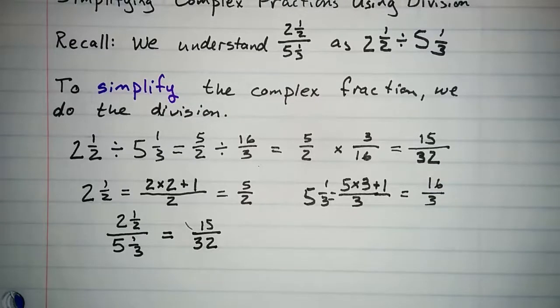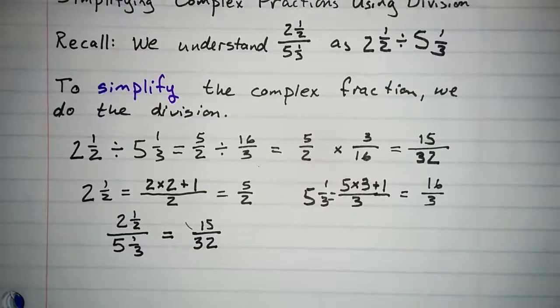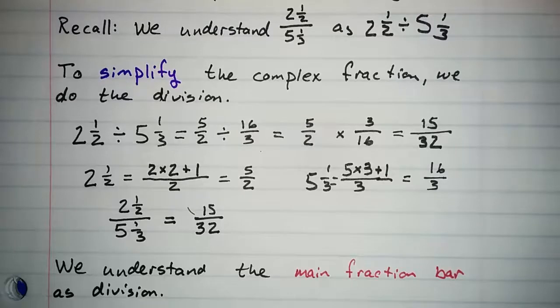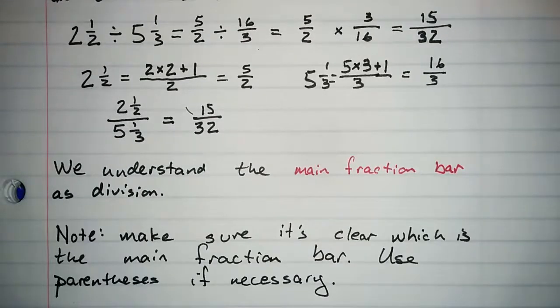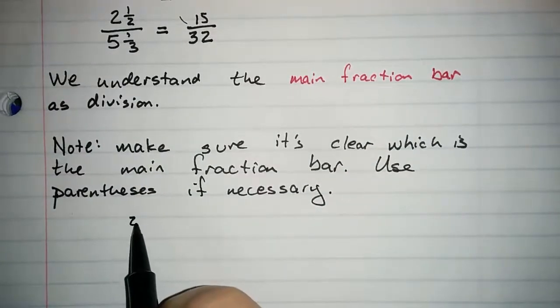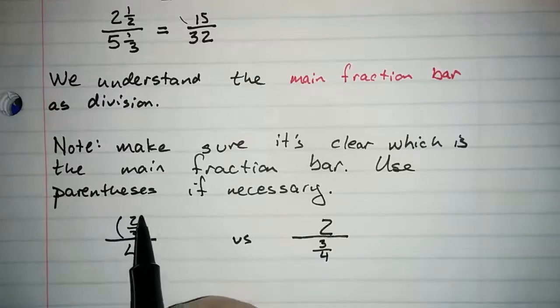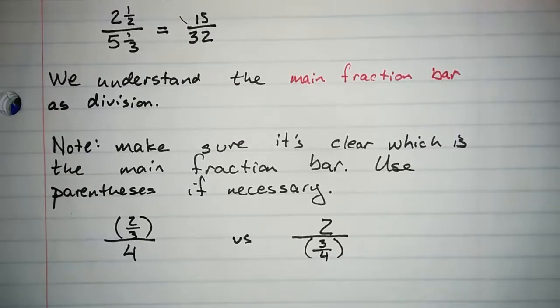And again, how did I do that? I understood the main fraction bar as division. And of course, it's really important which is the main fraction bar. Why is it important to make sure we know which one is the main fraction bar? Well, let's see an example. Let's compare 2/3 over 4 versus 2 over 3/4. And parentheses can help make it clear that this 2/3 is a number in the numerator. This 3/4 is a number in the denominator.